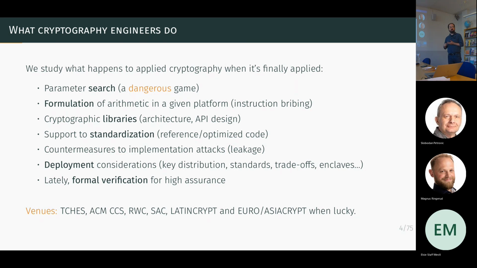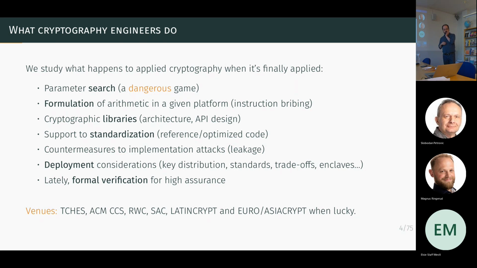Countermeasures: I'll talk about implementation attacks and side-channel attacks later and what we can do to protect against them. I already mentioned deployment considerations, key distribution, what standards to use, what trade-offs you can have, do you employ security enclaves, is SGX broken? All of this you need to think about.